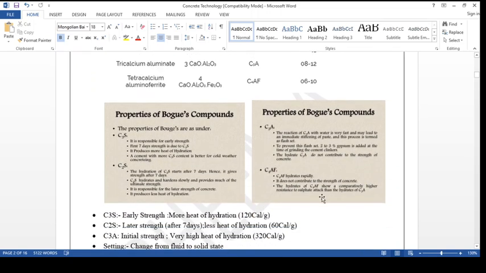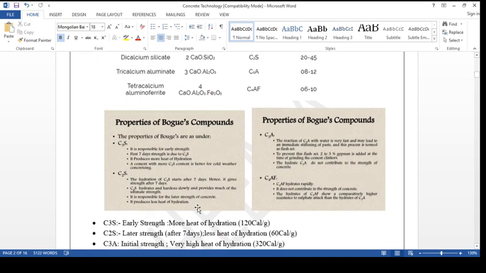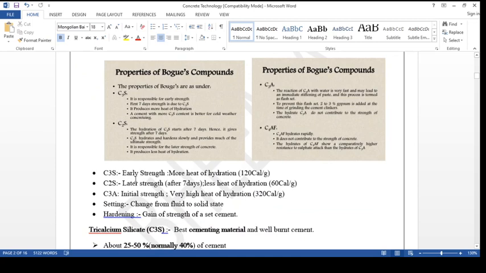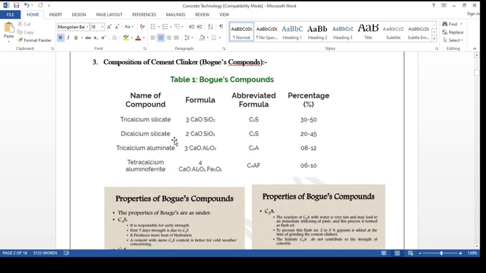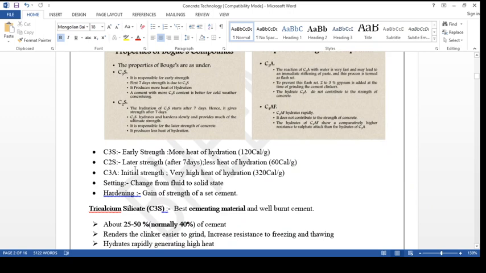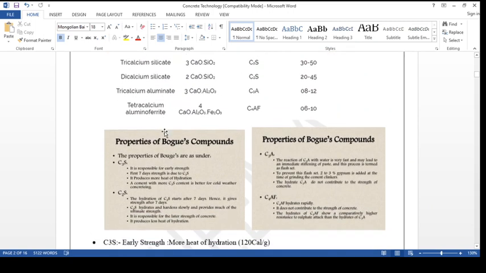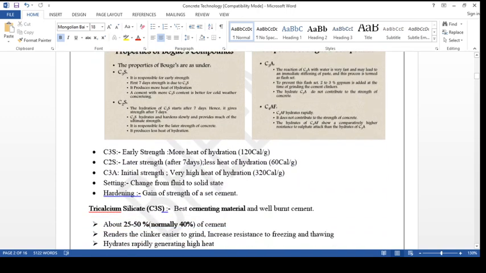Now you see C3S. C3S means tricalcium silicate. With tricalcium silicate you get early strength but more heat of hydration. C2S means dicalcium silicate. You get later strength but less heat of hydration. And one more thing, tricalcium aluminate means initially you get the strength but very high heat of hydration.